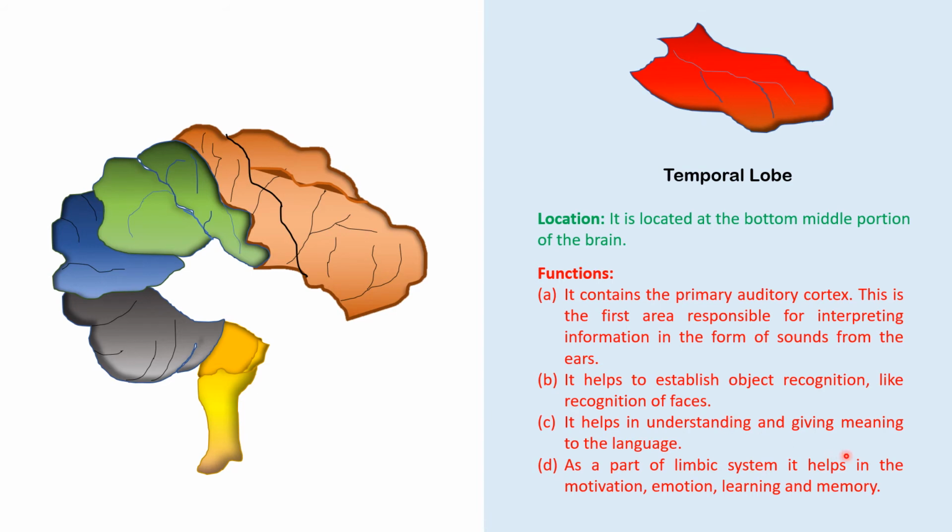It helps in understanding and giving meaning to language. We are Bengali speaking people, and if we want to understand what people are trying to say in Hindi, English, Tamil or any other language, we can recognize and understand that language if we know it, with the help of the temporal lobe. As a part of the limbic system, it helps in motivation, emotion, learning and memory. So in the psychological part also it helps. So this is the temporal lobe.